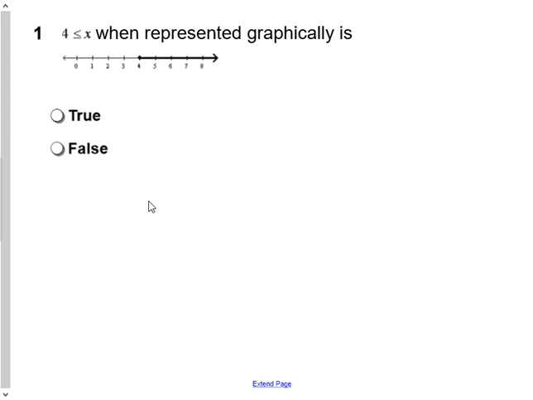Okay, this is a quick review of 9.1 and 9.2. It's a formative quiz on solving inequalities, specifically how to graph inequalities and how to solve one-step inequalities.